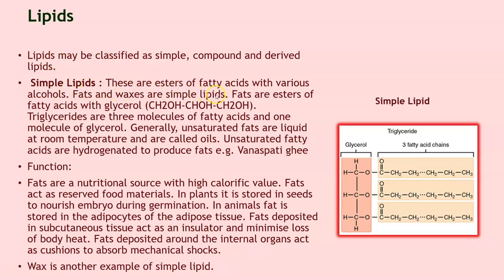Simple lipids. These are esters of fatty acids with various alcohols. Fats and waxes are simple lipids. Fats are esters of fatty acids with glycerol. Triglycerides are 3 molecules of fatty acid and 1 molecule of glycerol. Generally, unsaturated fatty acids are liquids at room temperature, and so they are called oils, and unsaturated fatty acids are hydrogenated to produce fats. Example, vanaspati ghee.